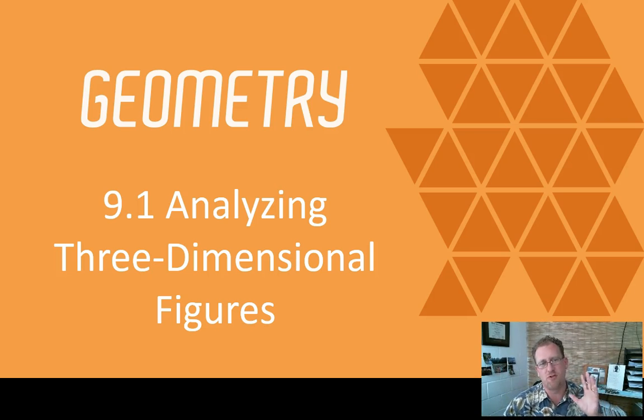Anyway, here we go. Chapter 9.1 of BJU Geometry 4th edition. We're looking at analyzing three-dimensional figures. After 8.7, which probably felt like just a horrible thing, this is going to be much easier. Ready? Ready to relax? Here we go.